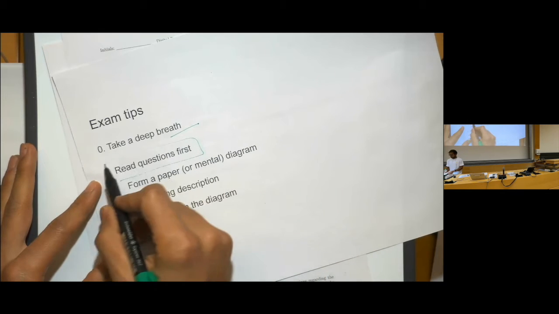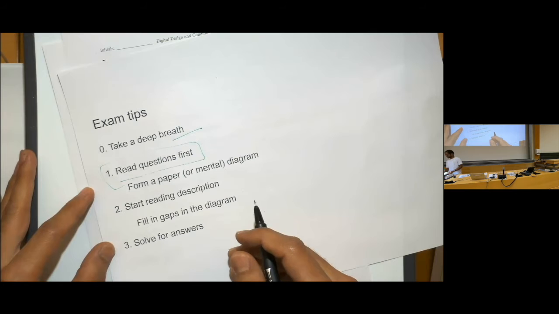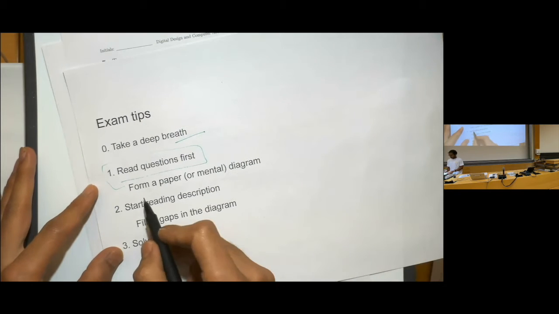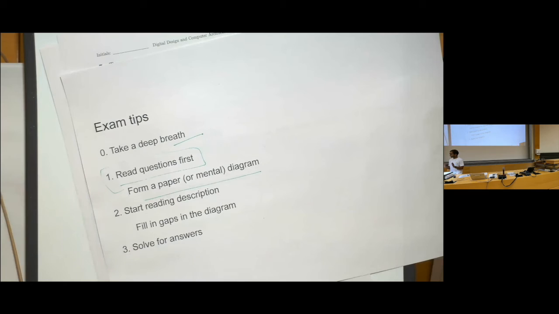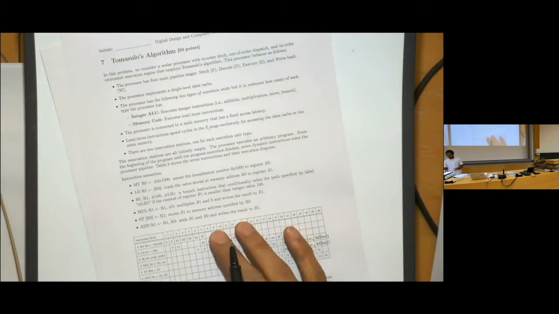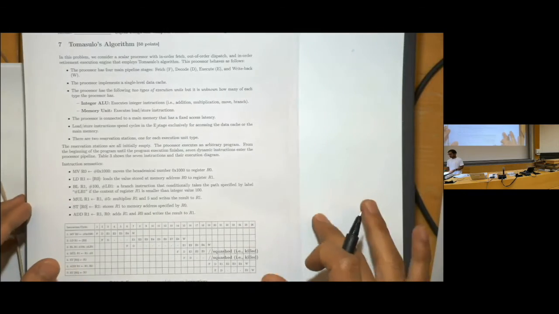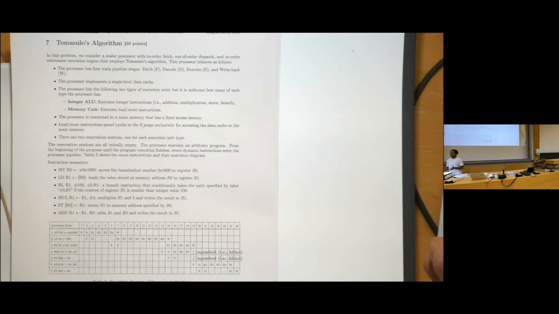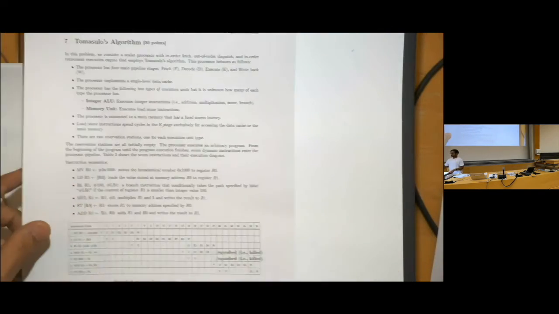Read the question first. You would be surprised how many people make mistakes simply because they don't read the question. Form a mental diagram of what you're going to do, form an image of the question in your head, and then try to solve it. I'll illustrate this process so you can get an idea. This question deals with Tomasulo's algorithm. We want to reverse engineer a processor's implementation for this Tomasulo algorithm. Let's start reading the question.